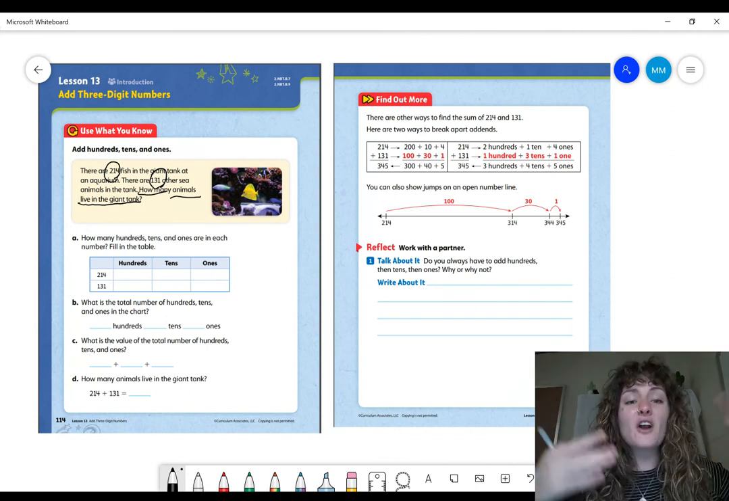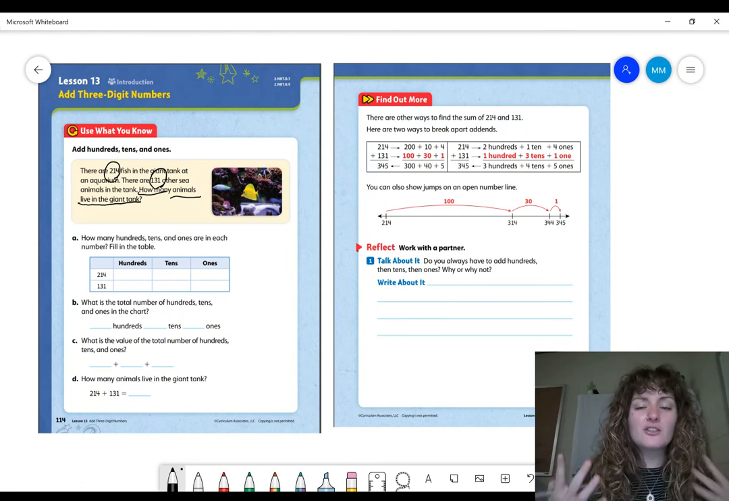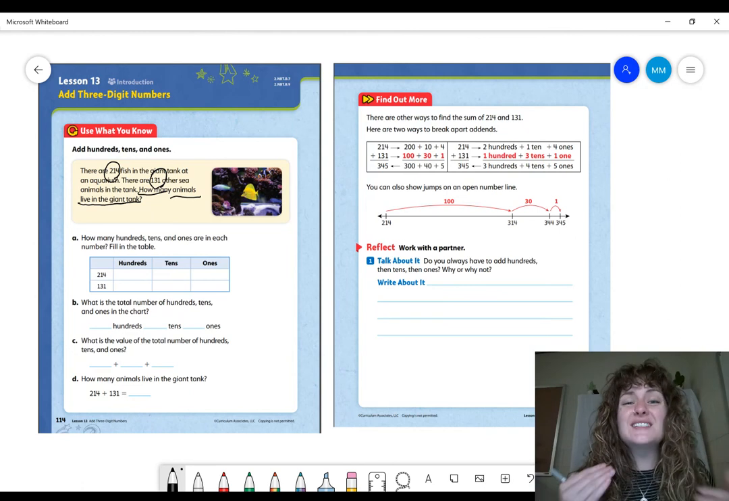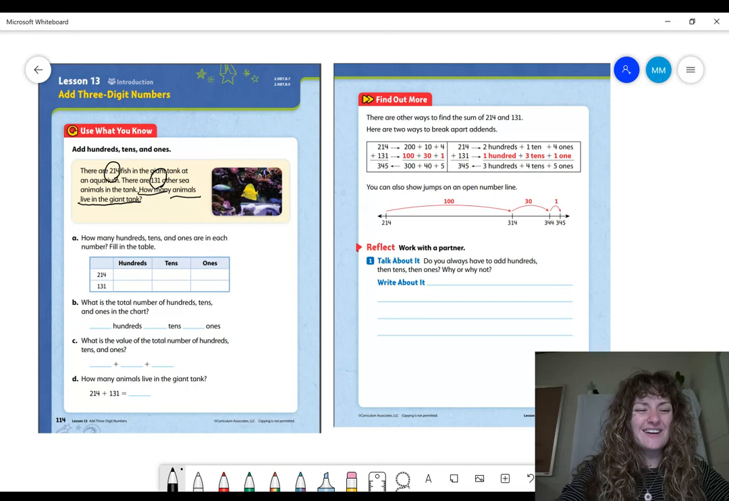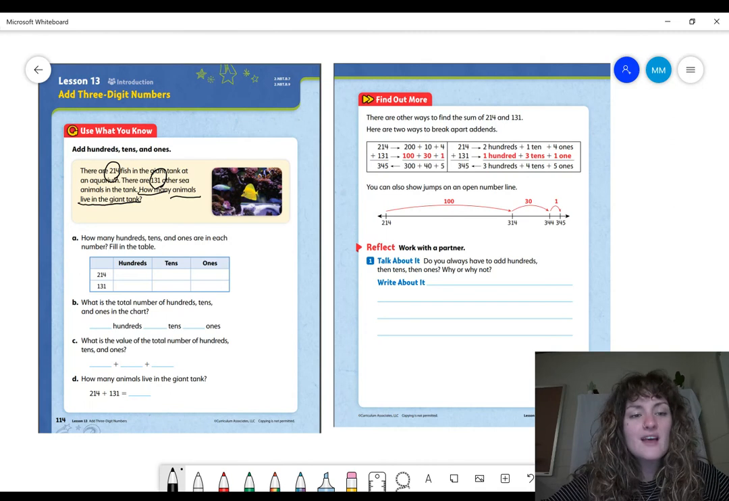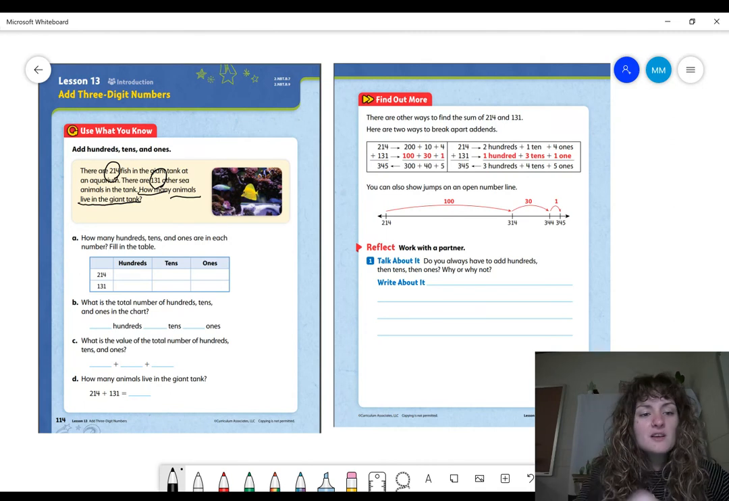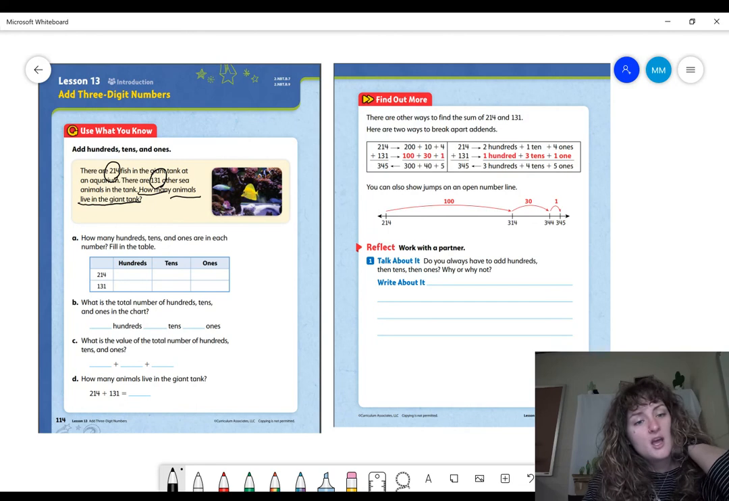So this is our first time exploring adding three-digit numbers. So we're going to use different strategies to add these three-digit numbers. All right, so let's get started with letter A. It says how many hundreds, tens, and ones are in each number? Fill in the table. So look over here, my little smarties. So our two parts are 214 and 131. We are going to show how many hundreds, tens, and ones are in each number.